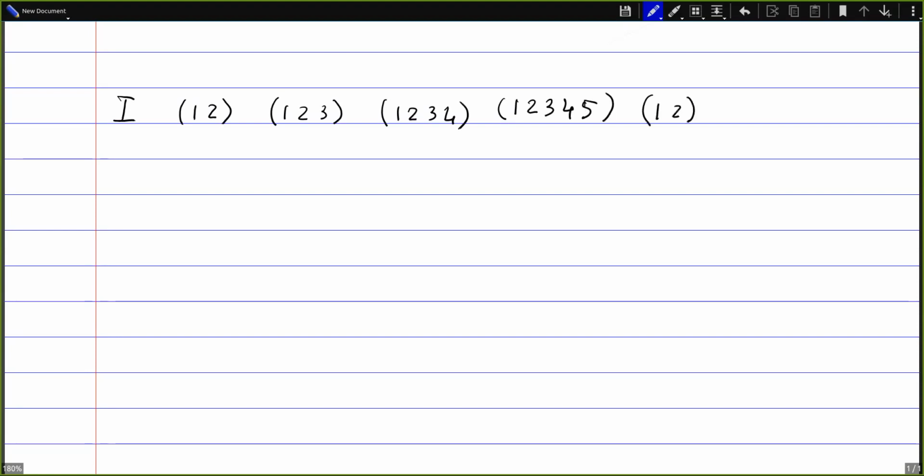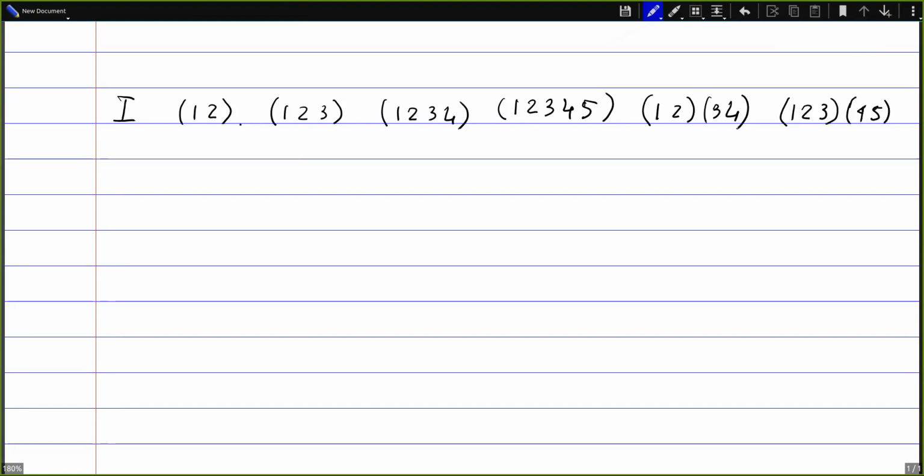then the cycle type 2, 2, and then comes 3, 2. Okay. So these are all the possible cycle types. So we have 7 distinct cycle types, and we have chosen one representative from each cycle type. Thus we see all the conjugacy classes here in S5.